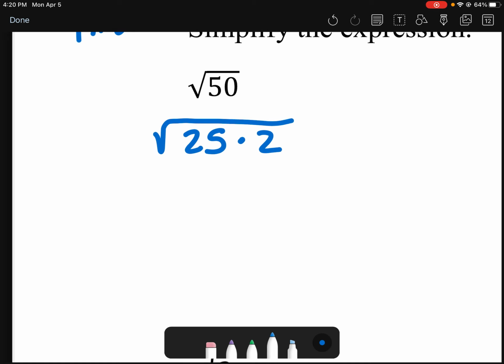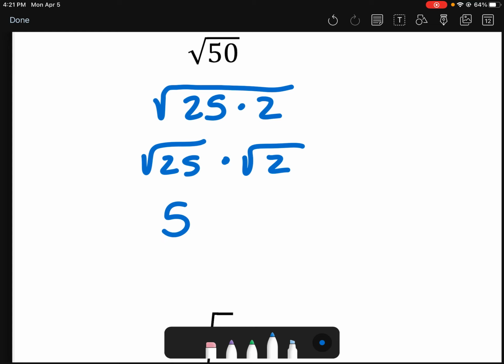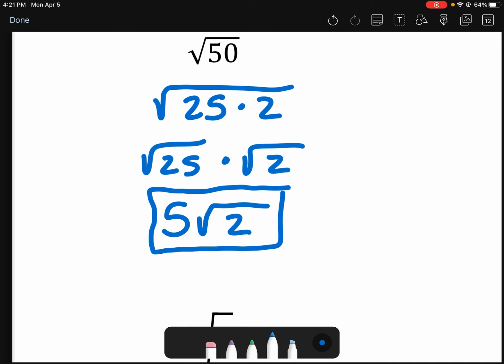So now I'm going to find out what the square root of 25 times 2 is. Well, because of my product property, I can split those two numbers up, giving me the square root of 25 times the square root of 2. Square root of 25 is equal to 5. I don't know what the square root of 2 is, so I'm just going to bring it down. Now looking at the square root of 2, are there any other perfect squares I can pull out from that? No. 2 again is a prime number. Square root of 50, when simplified, is equal to 5 root 2.